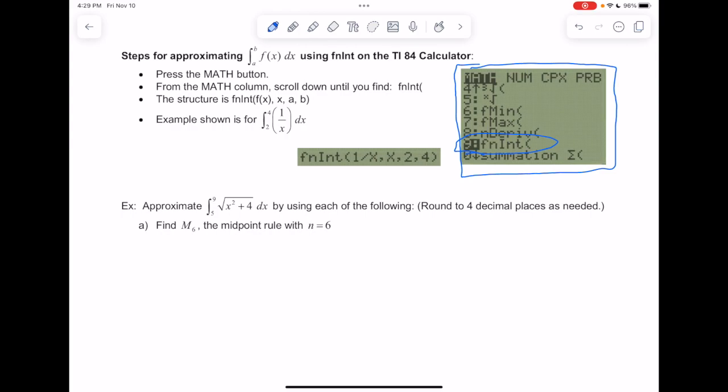And then your structure is fnInt, f of x, lower limit of integration, upper limit of integration. So the example that we just did was the integral from 2 to 4 of 1 over x dx, and that looks like fnInt 1 over x, 2, 4. So that is our process for using Simpson's rule. So there's screenshots and some step-by-step for you to hopefully make that go a little smoother.